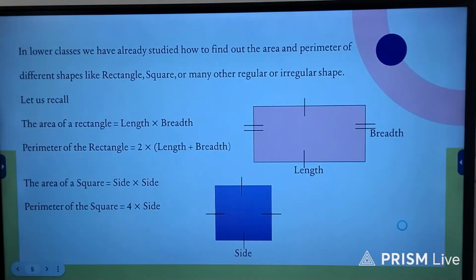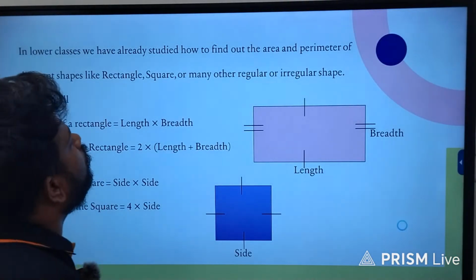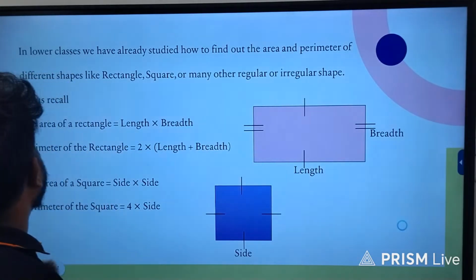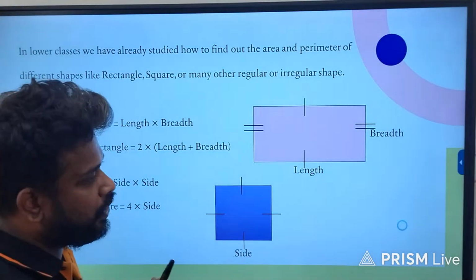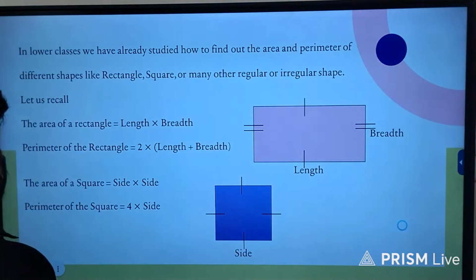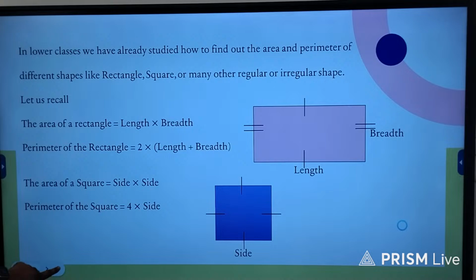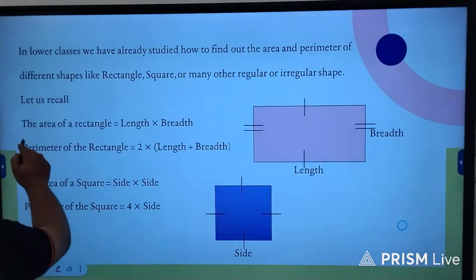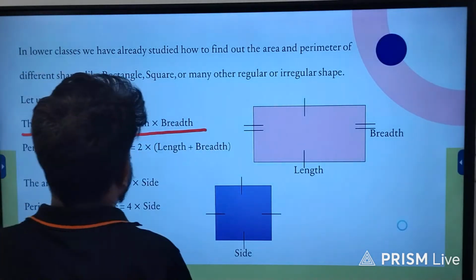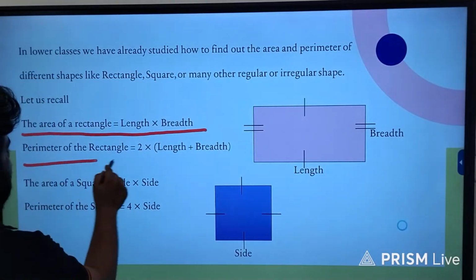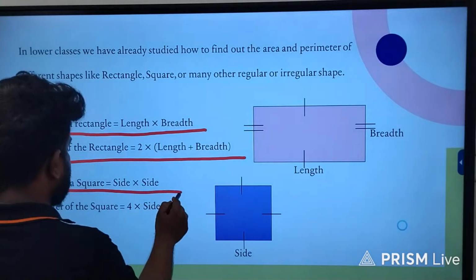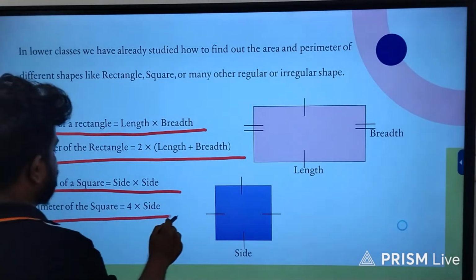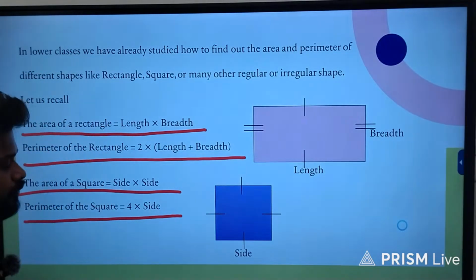In lower classes we have already studied how to find the area and the perimeter of different shapes like rectangle, square or many other regular or irregular shapes. So let's recall. Here are the formulas. The area of a rectangle is length into breadth. Perimeter of the rectangle is 2 into length plus breadth. The area of a square is side into side, and perimeter of the square is side into 4.